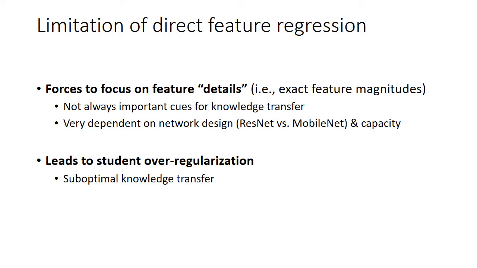However, naively regressing the teacher features might be a difficult task which over-regularizes the student, thus leading to a suboptimal knowledge transfer solution. This is because too much focus is paid on feature details, by which we mean the exact feature magnitudes of the teacher network. Those feature details are not necessarily important aspects of the teacher networks that need to be transferred. Furthermore, their behavior largely depends on the network architecture design and capacity that, in the case of knowledge transfer problem, are usually different between the teacher and the student networks.